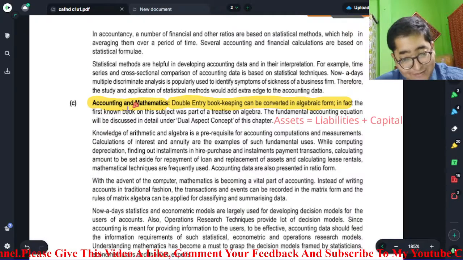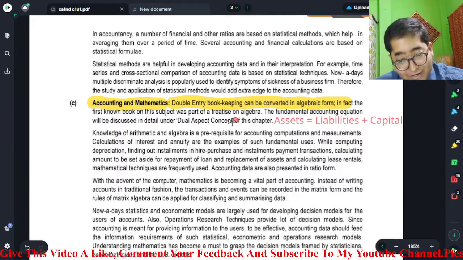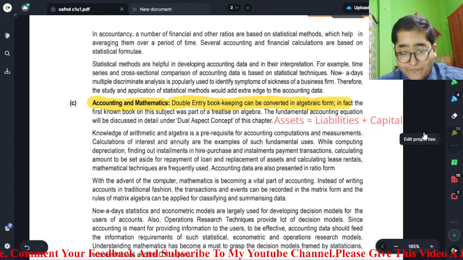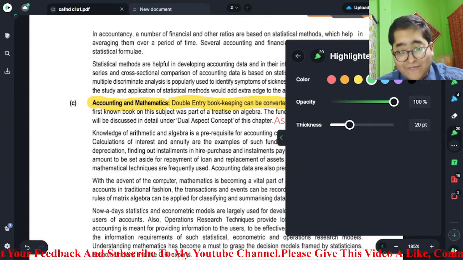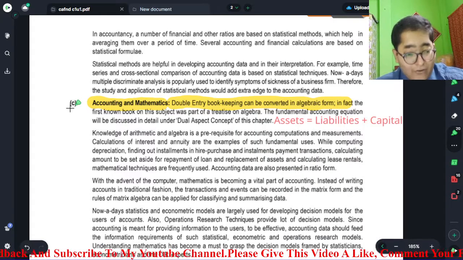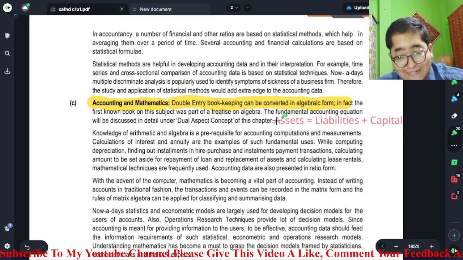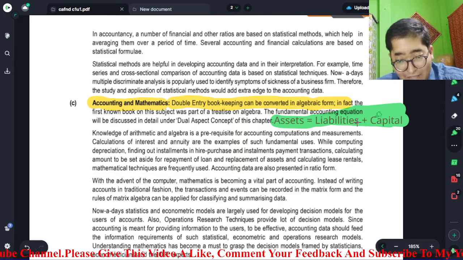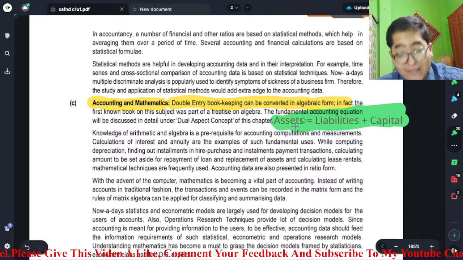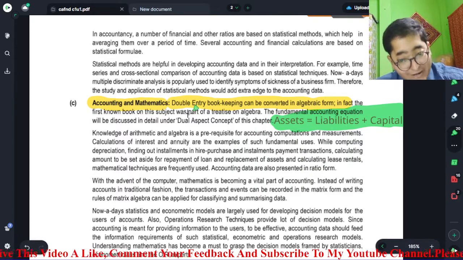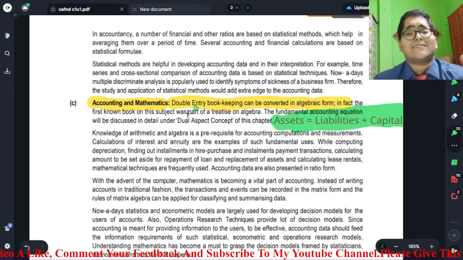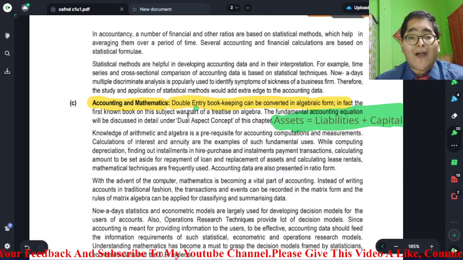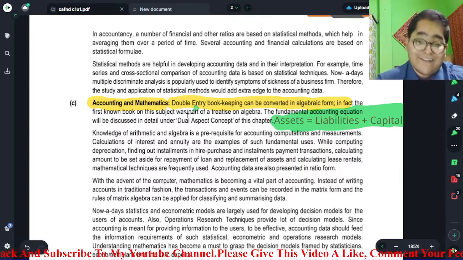Accounting and mathematics. Double entry bookkeeping can be converted into algebraic form. We all know there is a very simple formula which is taken into account for accounting, that is assets equals liabilities plus capital, right? We have done this in our childhood. So what is this? This is algebra, and algebra comes under mathematics. That is why accounting and mathematics are totally interrelated.